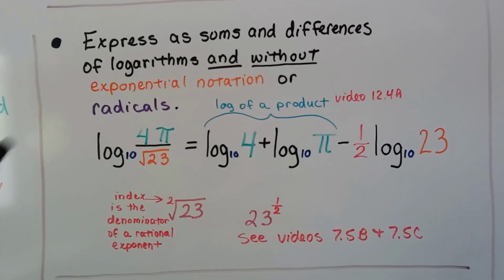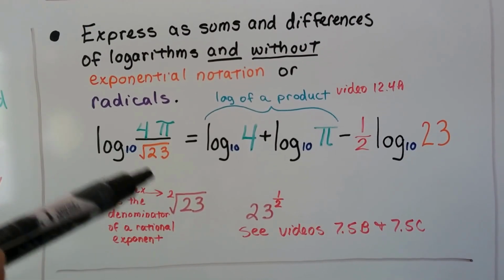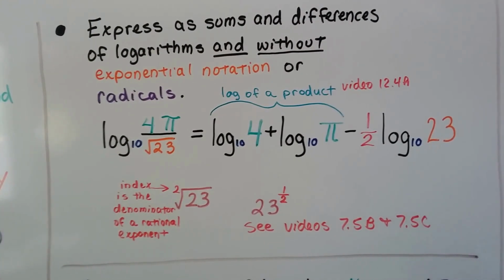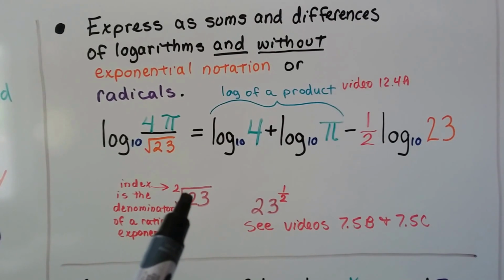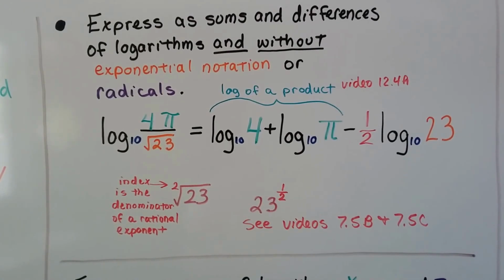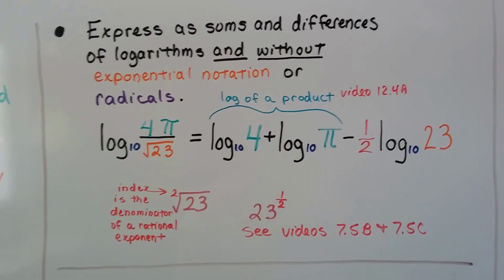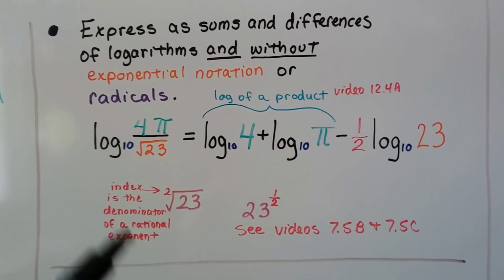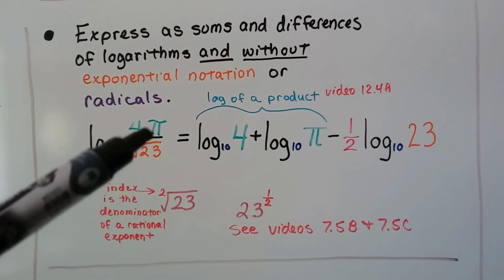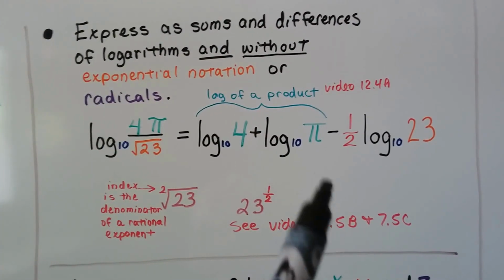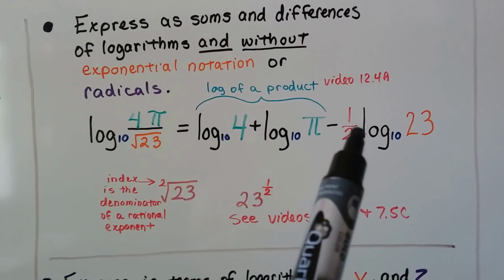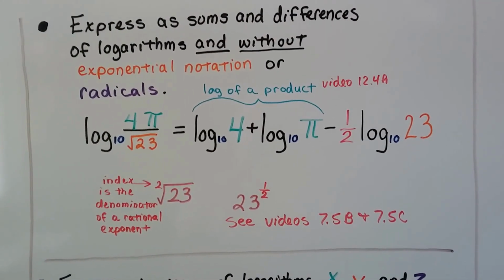And for this square root of 23, we know that there's a little invisible index 2 there, right? When we write square roots, they just don't write the little index 2. And that's the denominator of a rational exponent. So this square root of 23 is equal to 23 to the half. If you're confused about this, there's links to 7.5b and 7.5c where we talked about rational exponents, all right? So now, because we've got this division problem, we can do this minus this, can't we? And if this is 23 to the half, that means we have half times log base 10 of 23. All right?